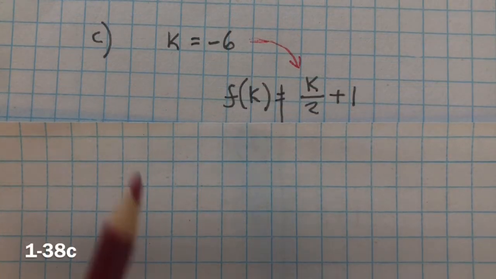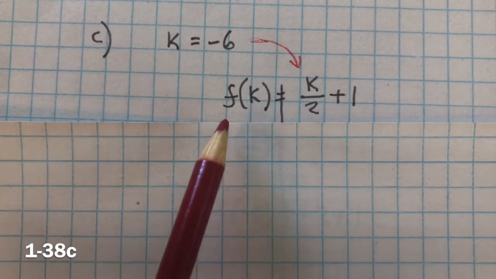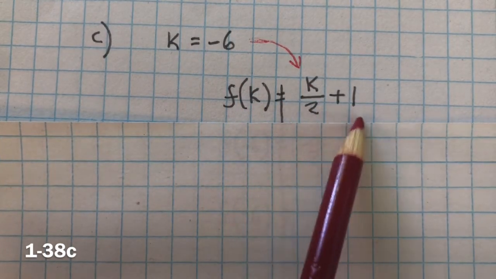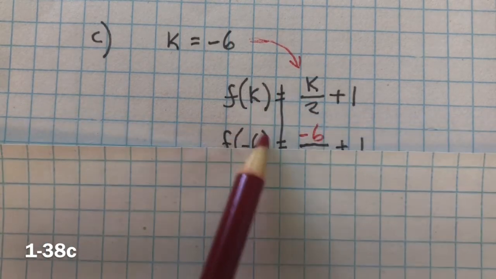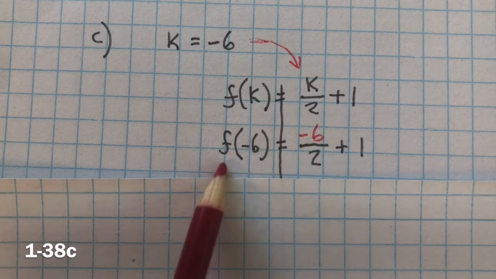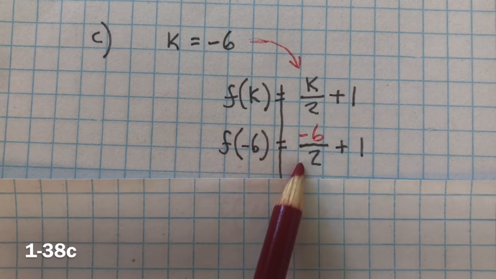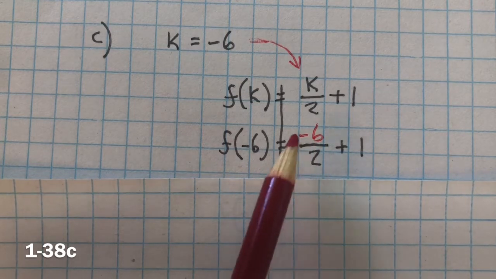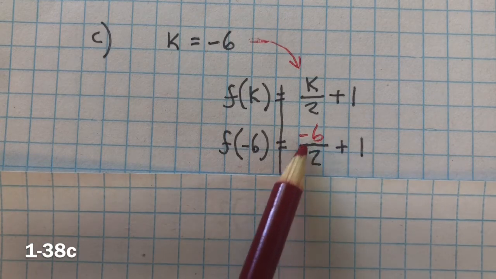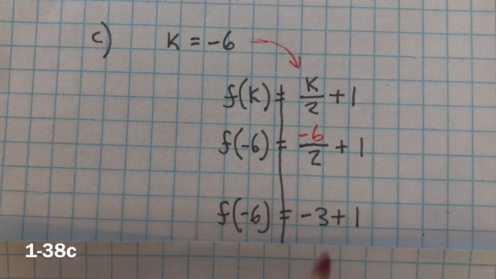For C, k equals negative 6. So we have the function of k equals k over 2 plus 1. So substitute k with negative 6. So the function of negative 6 equals negative 6 divided by 2. A negative divided by a positive is going to be a negative. So negative 6 divided by 2 equals negative 3.